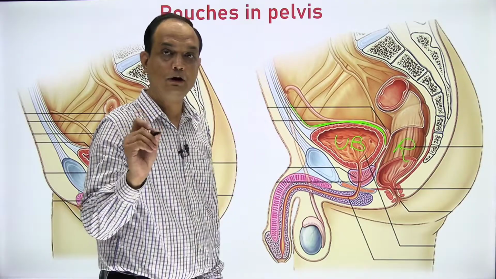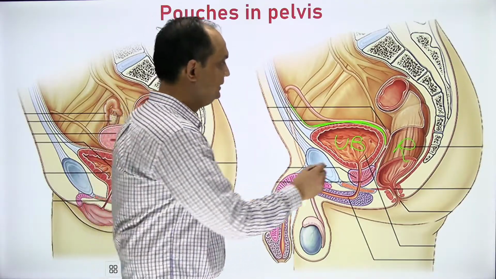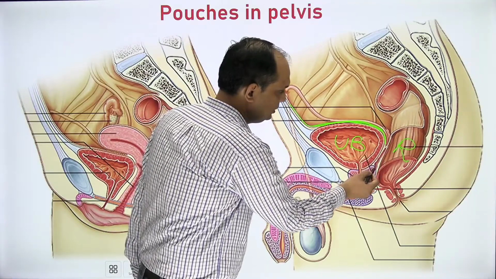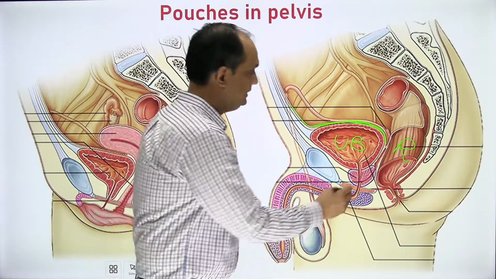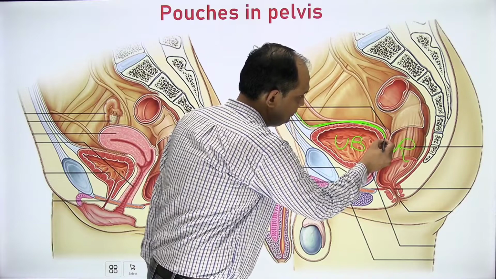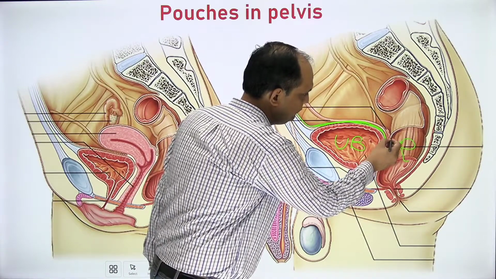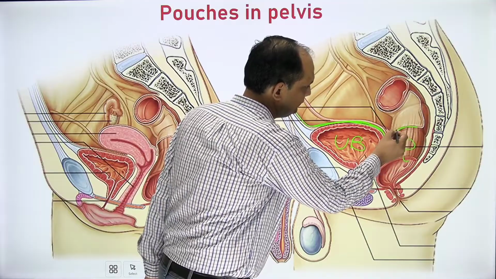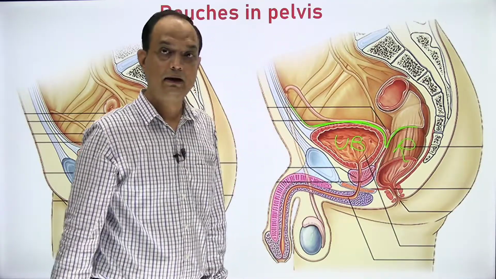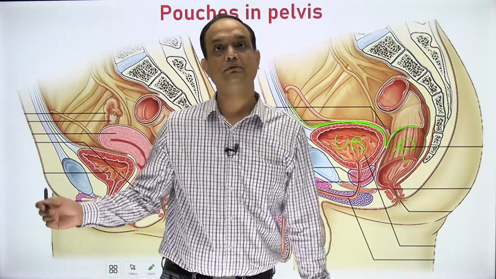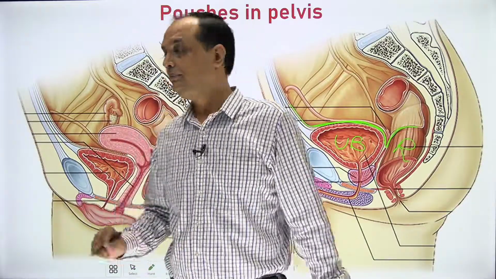But the important thing which you have to understand is that this peritoneum is not reaching the base. It is just covering almost the upper one-third of the bladder, and then it will reflect on the anterior surface of your rectum. Clear?